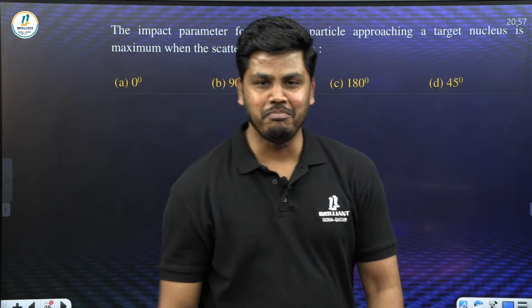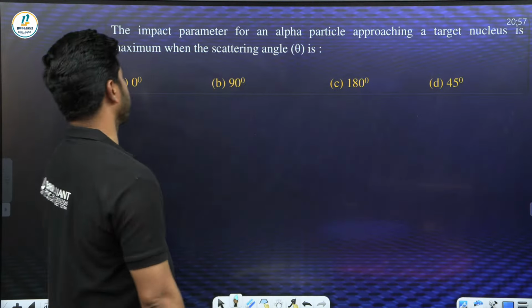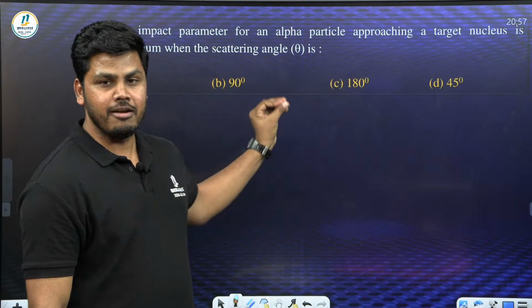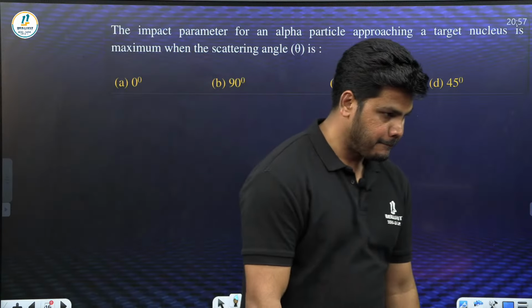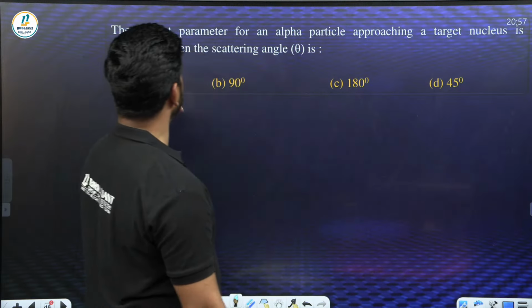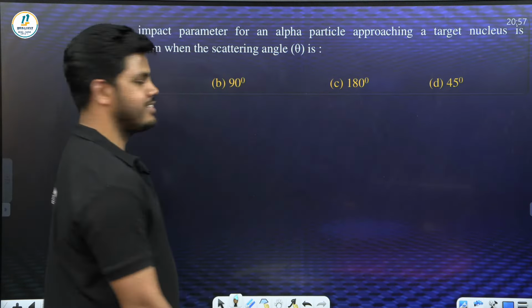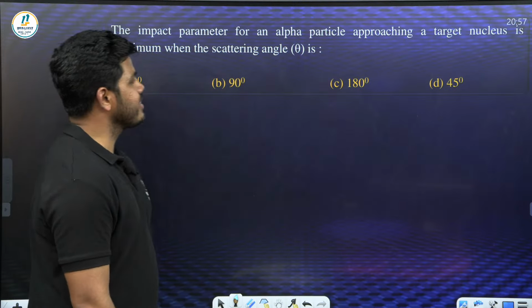It is about impact parameter, right? Sorry if I am rushing through because we are running out of time. The impact parameter of an alpha particle approaching a target nucleus is maximum when the scattering angle is.